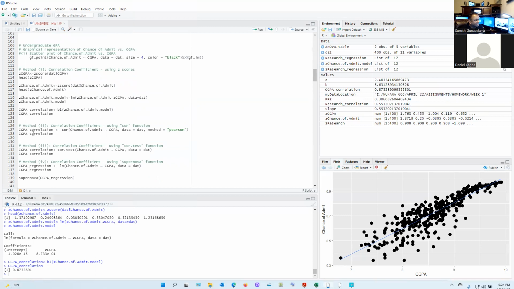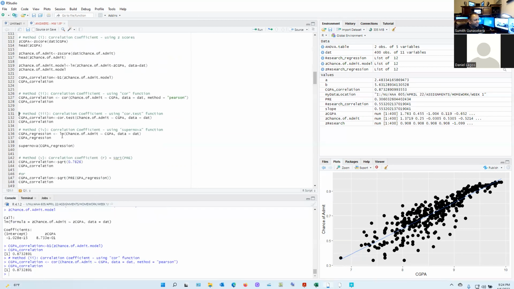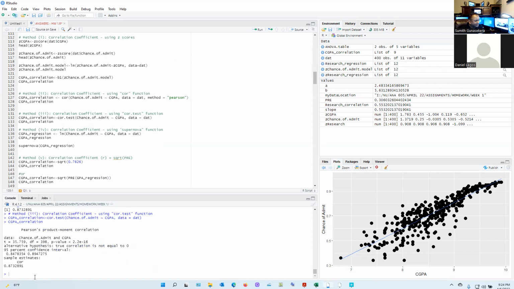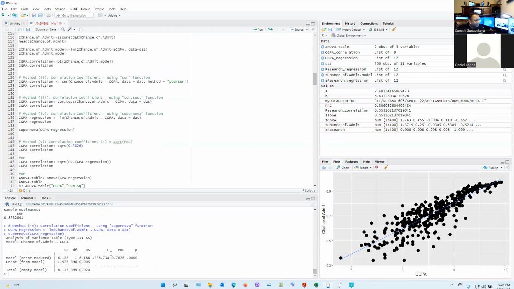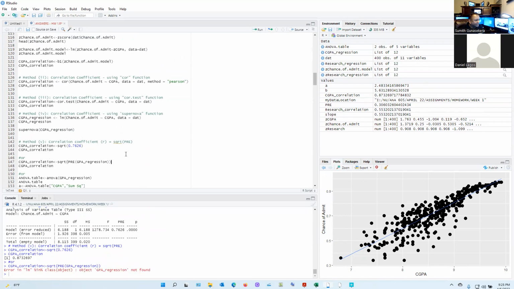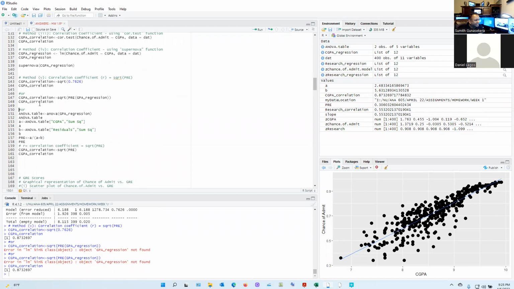I did this in another method using cor with Pearson. You can find it that way too. Same thing in cor test. And using supernova, go ahead and read the PRE value and find the square root of it, or ask the machine to go and read it. That's the most proper way, and find the square root of it. And the same way that I did earlier, reading from the ANOVA.